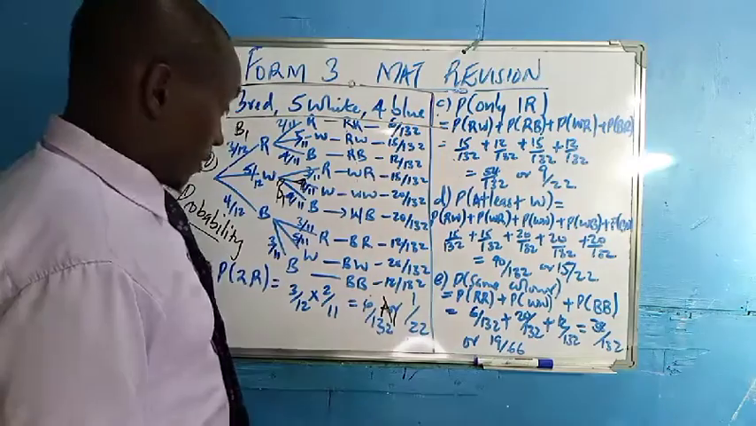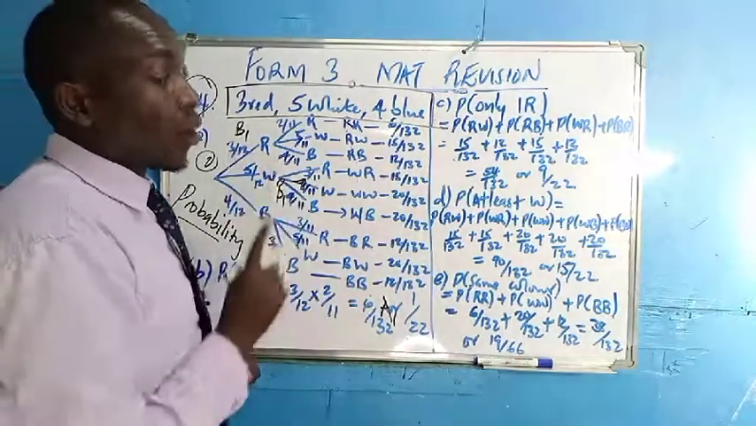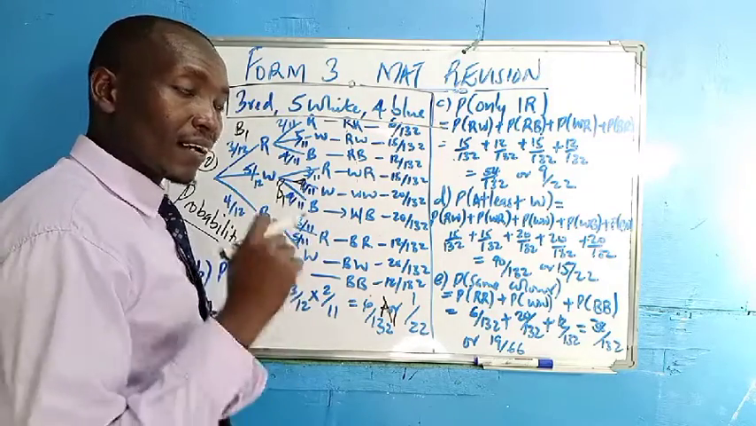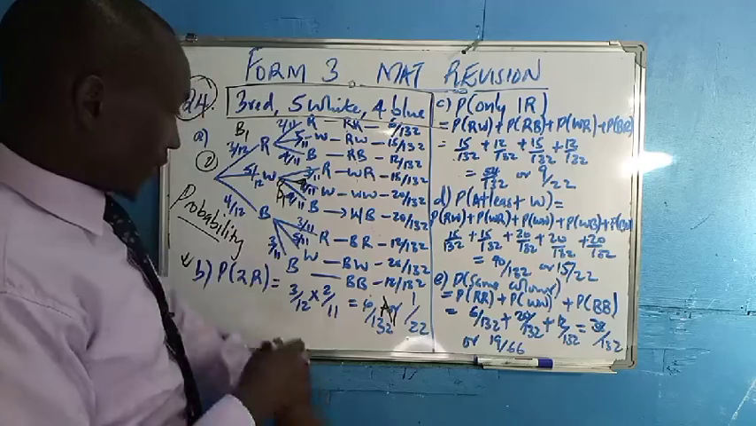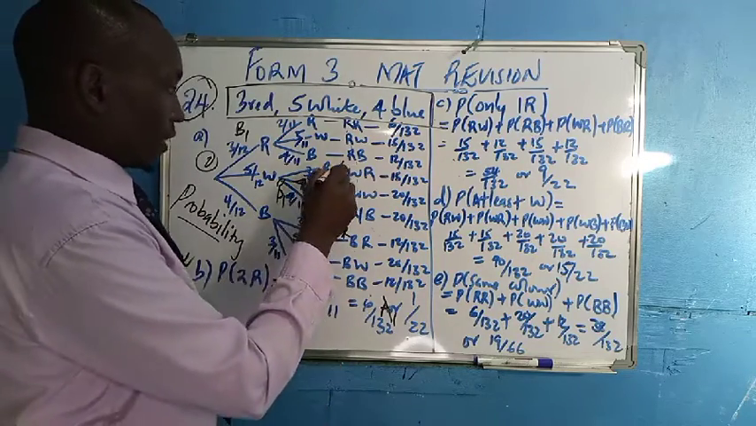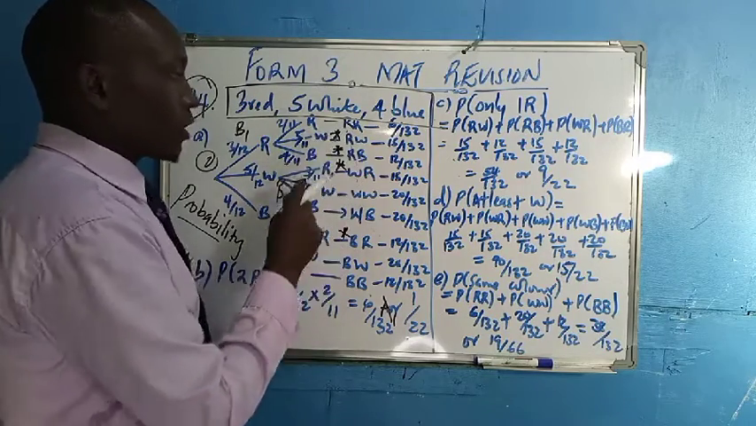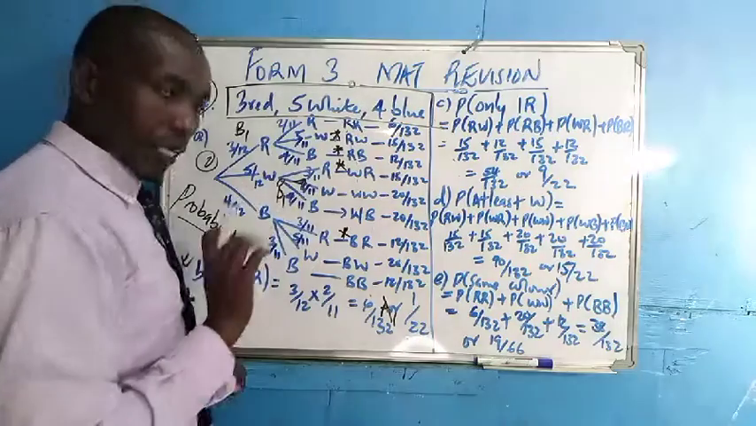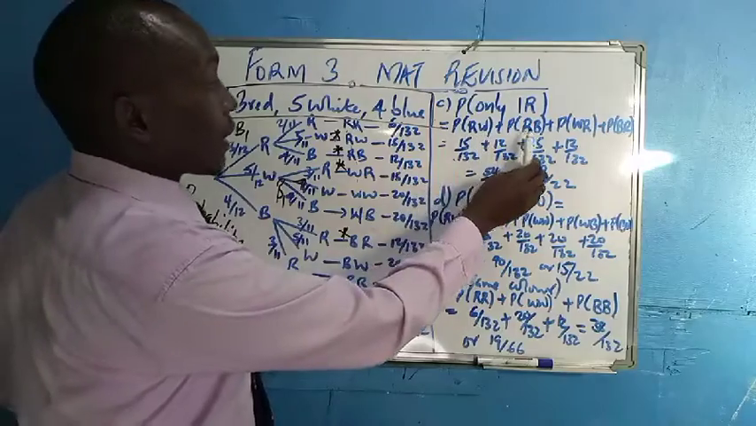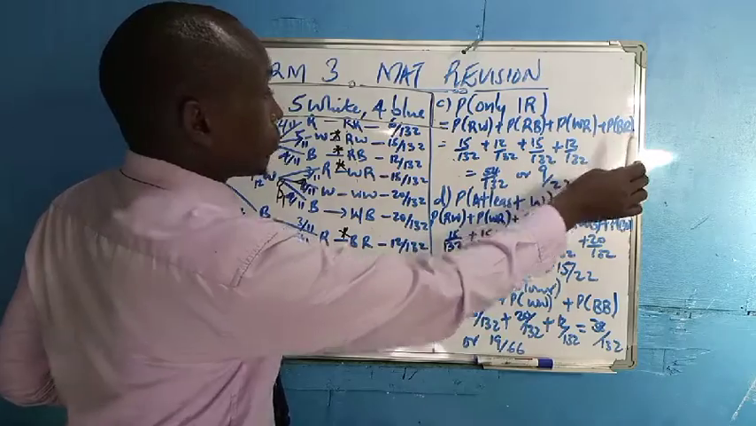Moving on to part C. I'm supposed to find the probability of picking only 1 red. Get that, my student? Only 1 red. So let me go where I am getting only 1 red. For instance, this one, there's only 1 red. Over here, there is only 1 red. Over here, there's 1 red. Over here, there's 1 red. However, in this one, there are 2 reds. So I don't go for that. So I have a red, white, a red, blue, a white, red, and then a blue, red.